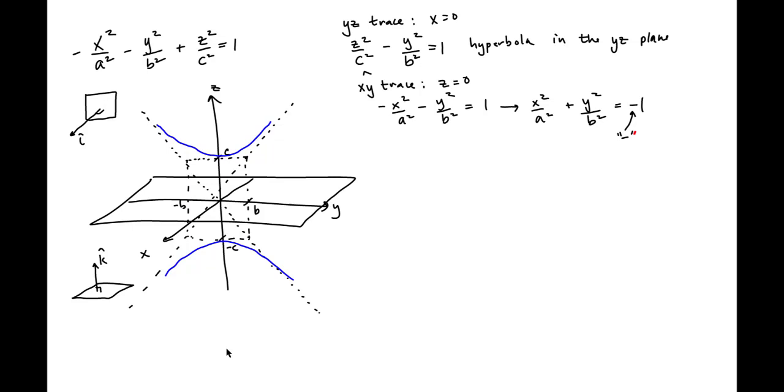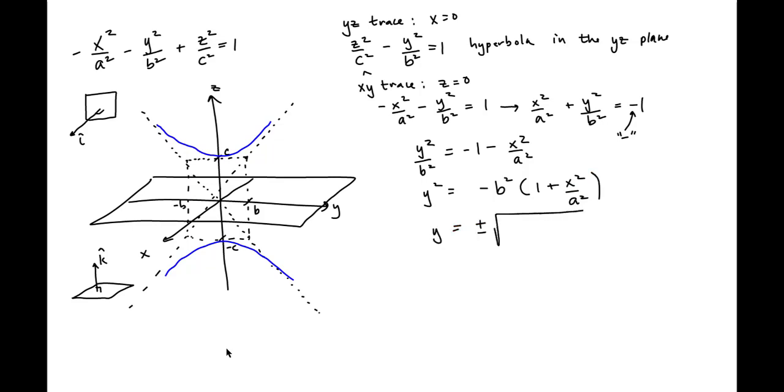Let's go ahead and try to express y in terms of x. If we try to express y in terms of x, we're going to isolate y on one side of the equal sign. We will multiply through by the b squared, and I'm going to factor out the minus sign from both of those terms. Take the square root of both sides, and notice we end up with an imaginary number underneath the square root.